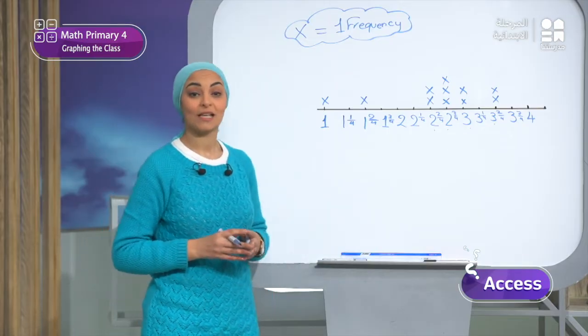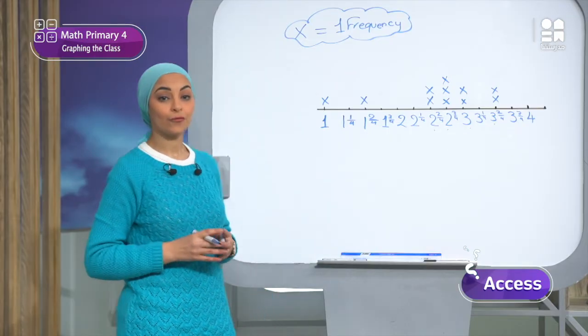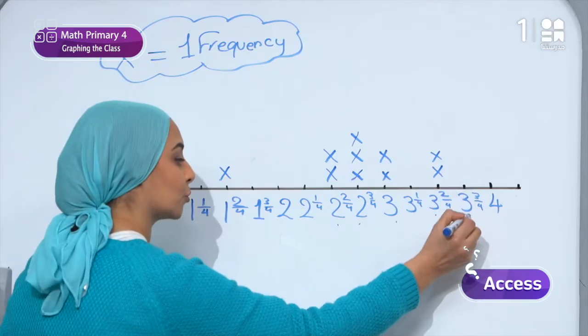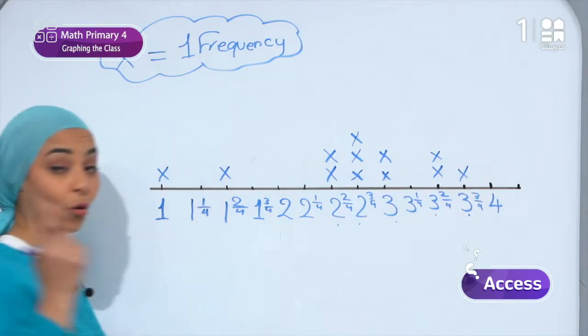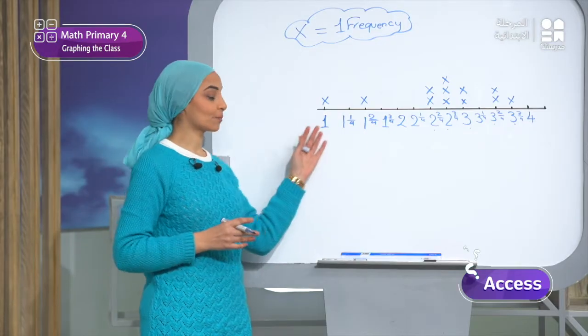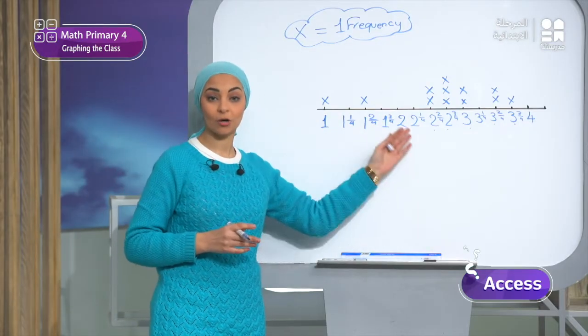What else? Yes, then 3 and 3/4 repeated only once. So I will go to 3 and 3/4 and I will put only 1x. Now we are done with the line plot. خلاص احنا رسمنا كده اللاين بلوت بتاعنا وحطينا الماركس بتاعتنا.